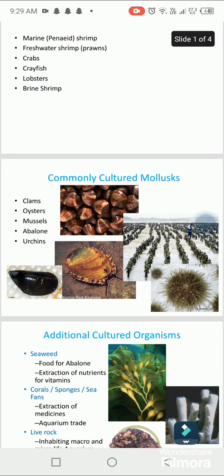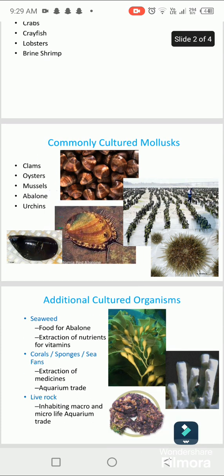Commonly cultured mollusks: clams, oysters, mussels, abalone, urchins. Additional cultured organisms: seaweed, food for abalone, extraction of nutrients for vitamins, corals, sponges or sea fans, extraction of medicines, aquarium trade, live rock inhabiting macro and micro life, aquarium trade.